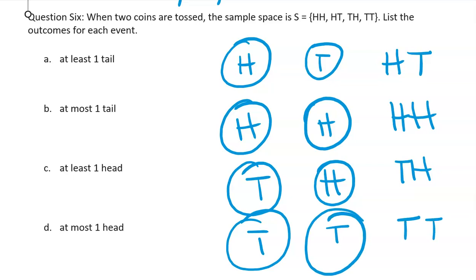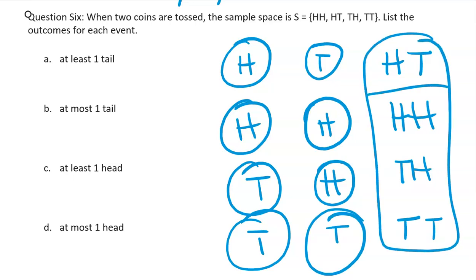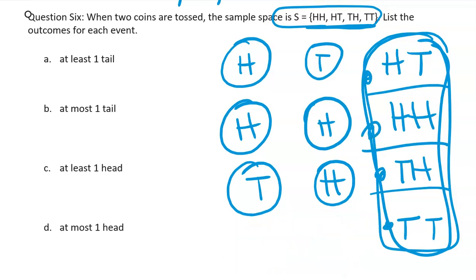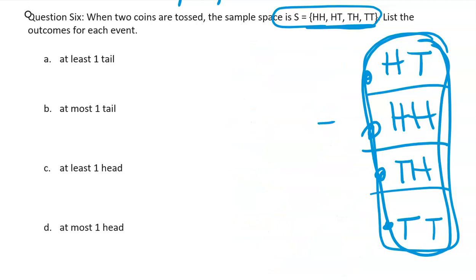So they're all the possible outcomes. That's my sample space. There's 4 different things that could happen, and they're listed just here. Okay, so when 2 coins are tossed, the sample space is heads, heads, heads, tails, tails, heads, or tails, tails. That's just everything that could possibly happen, as I've just shown you here. List the outcomes for each event. Okay, so we're looking at these 4 scenarios. 1, 2, 3, 4.